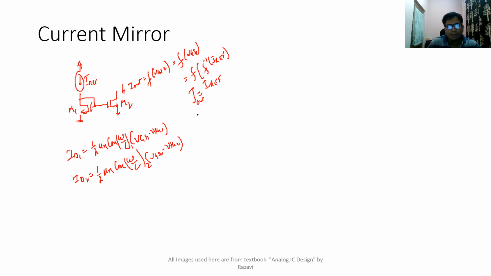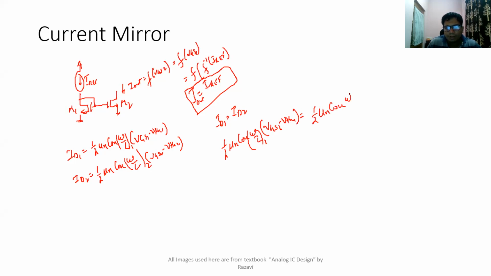As per this equation, if I out needs to be equal to I reference, which means ID1 has to be equal to ID2, then 1 by 2 mu n COX, W by L of the first one, into VGS1 minus VTH1 should be equal to 1 by 2 mu n COX, W by L of the second, into VGS2 minus VTH2. So for these two currents to be the same, what should you ensure?